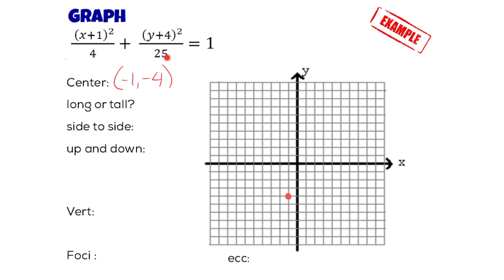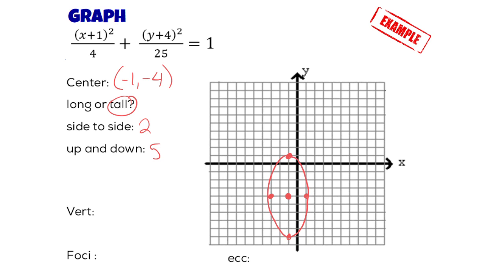So this is going to end up tall because I'm going to be going side to side 2, but I'm going to be going up and down 5. Just square rooting those. So this is going to be a tall one, side to side 2, up and down 5. And I just get my 4 points in there. So up and down 5, left and right 2. And let's draw a nice ellipse. They're not pointy, keep them round.